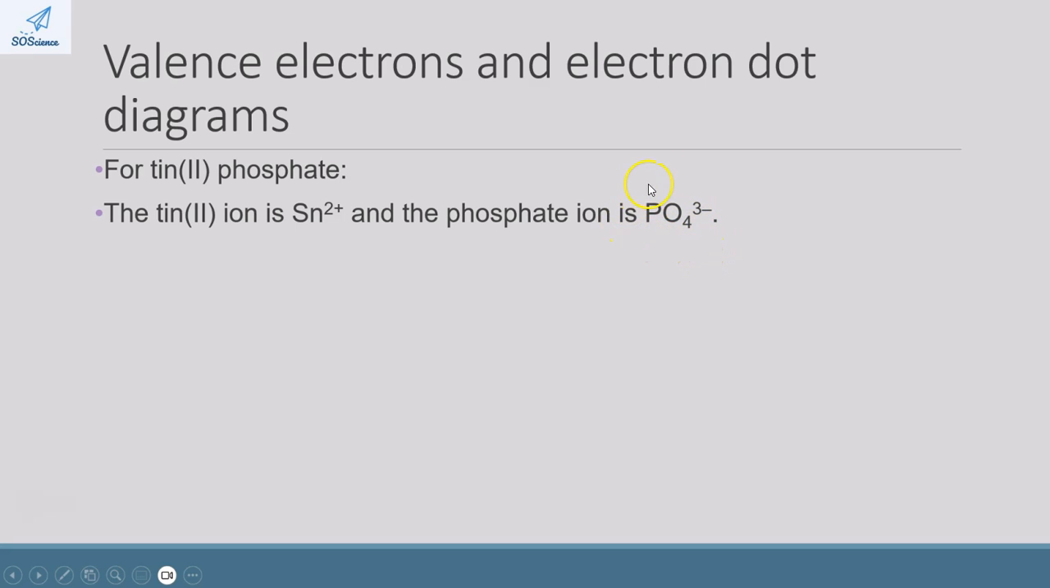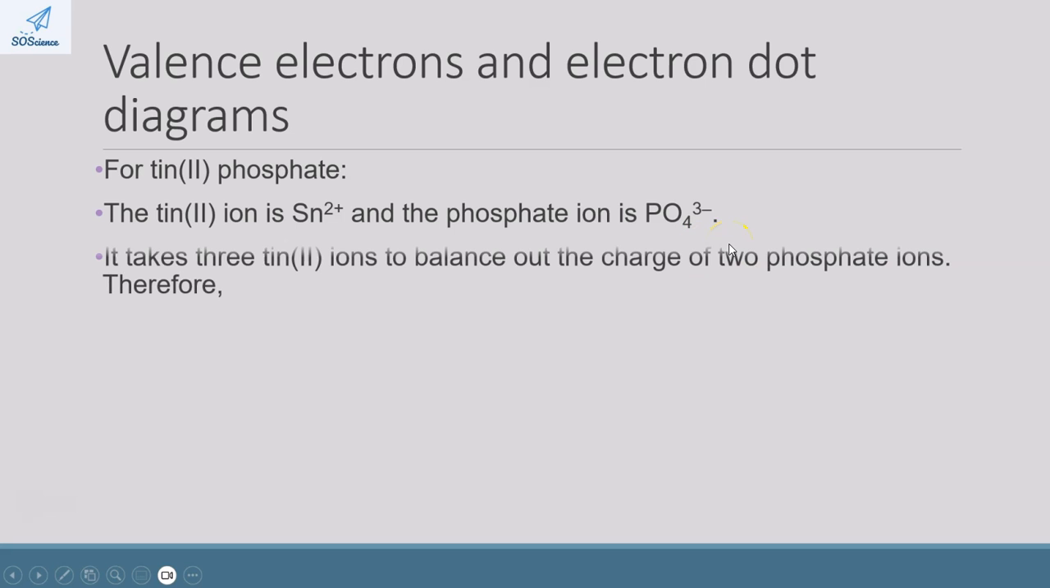Remember that because the PO₄ is a family unit, the PO₄ would have to go in brackets with a 2 outside of the bracket, indicating 2 PO₄ family units. But it's a little bit different when I ask you to balance it for me. So yes, the chemical formula of tin(II) phosphate would be Sn₃(PO₄)₂.